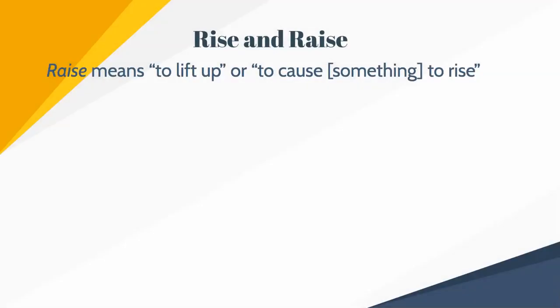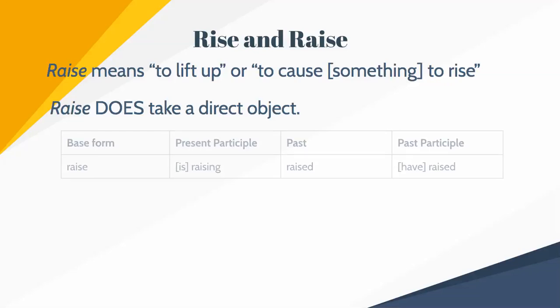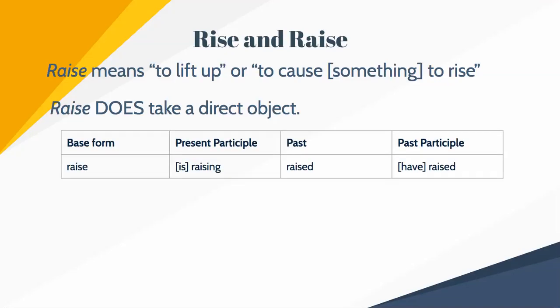Raise means to lift up or to cause something to rise. And it needs a direct object because once again, just like with lay and set, you have a thing. By definition, that thing is being lifted or moved. And so you have to have a direct object to use the word raise. Here are your base forms. Raise, raising, raised, and have raised.